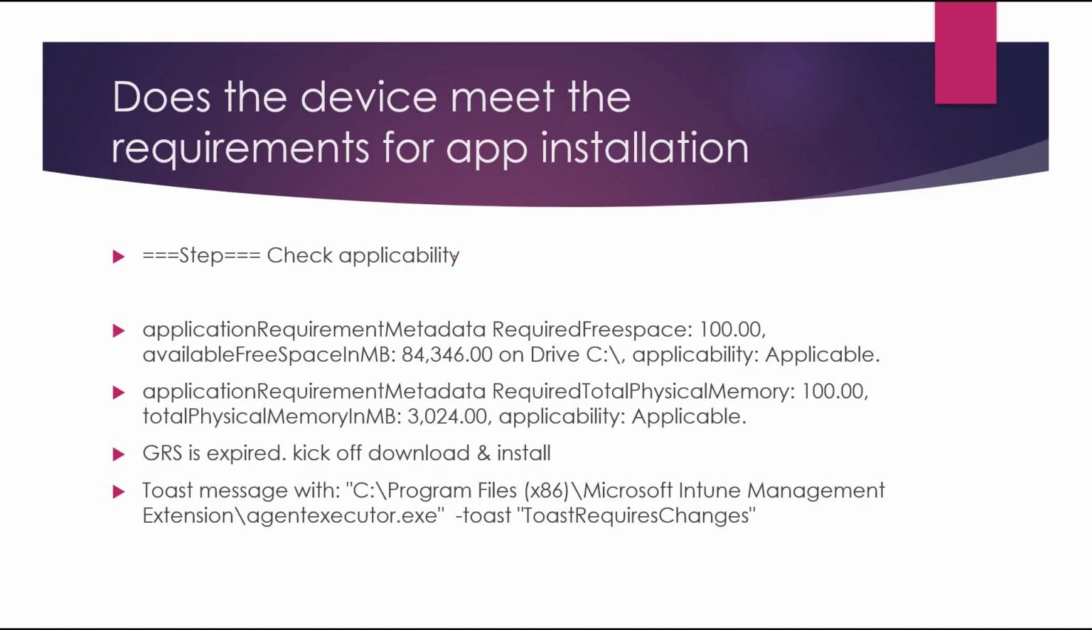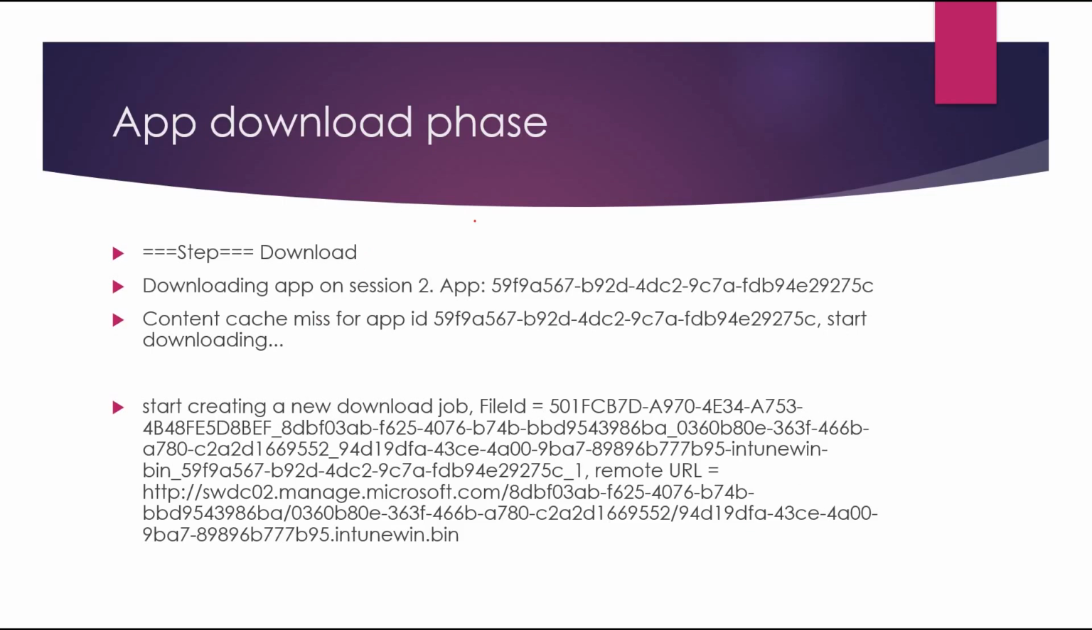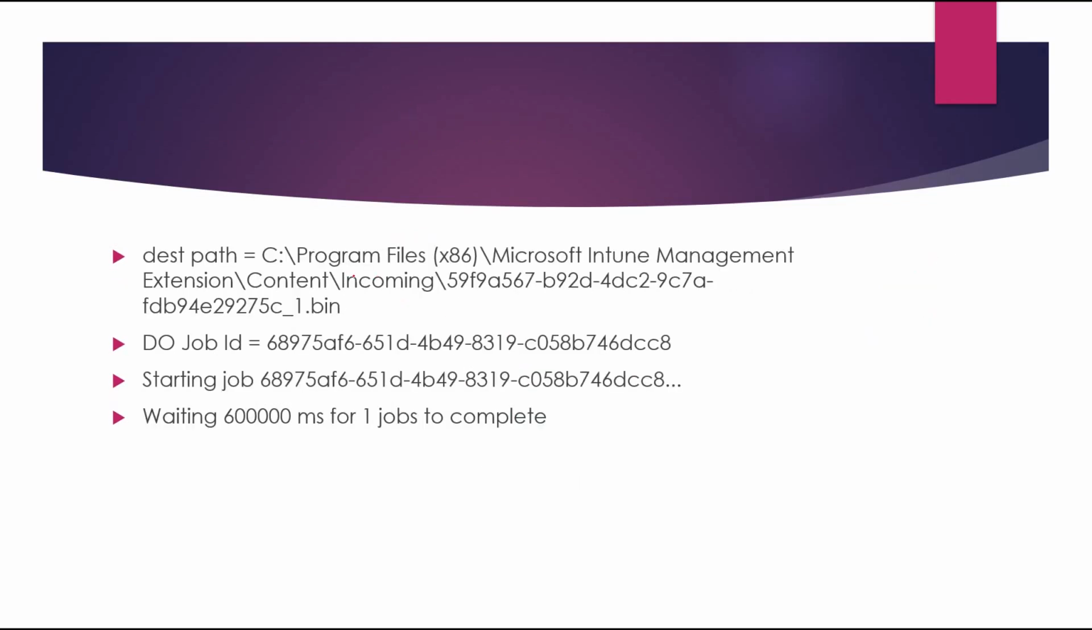So the next thing that we see is it's checking for the applicability, whatever we have set in the policy. Over here you can see it's checking whether 100 MB of free space is there or not, and whether the specific amount of RAM is there or not. And then we see there is a toast message that comes for the user which says that the download is starting, and over here you can see that the download starts for this application. This is the app ID, the download is starting, it's creating a download job over here. And the next thing we see is in the incoming folder we see a file over here, and this is the file.